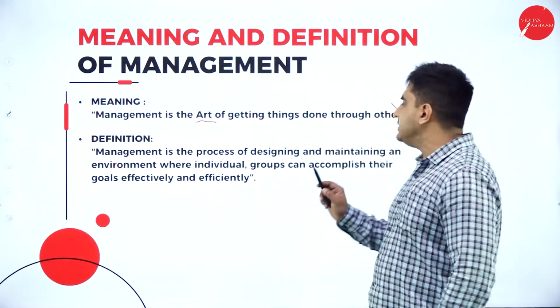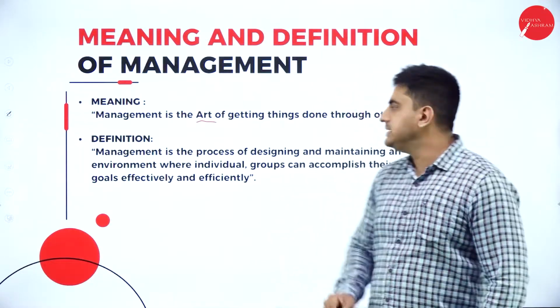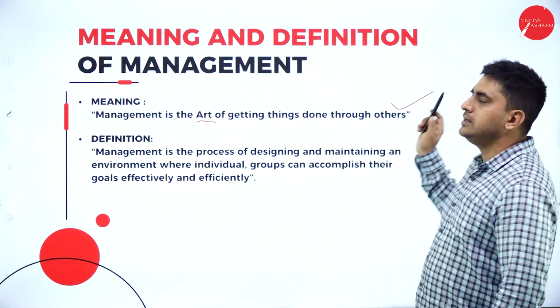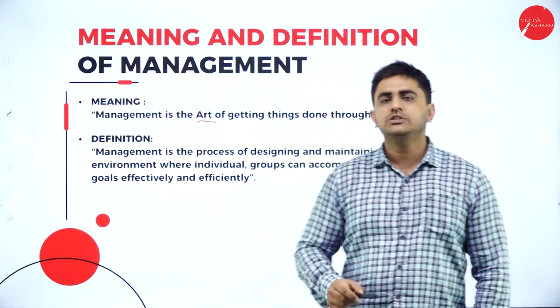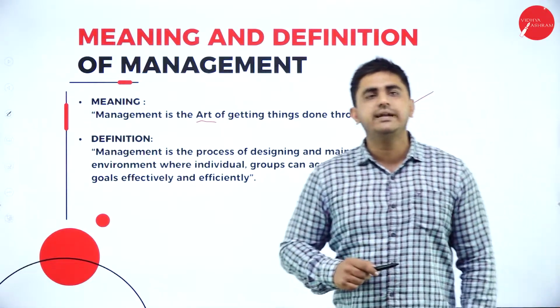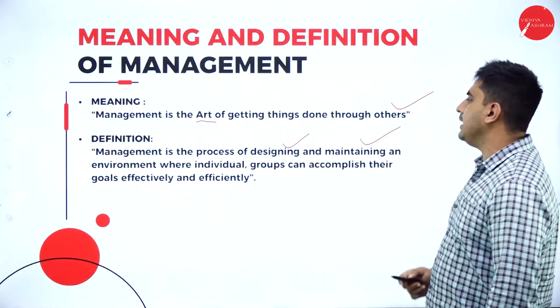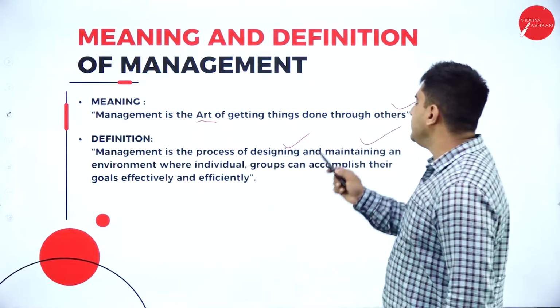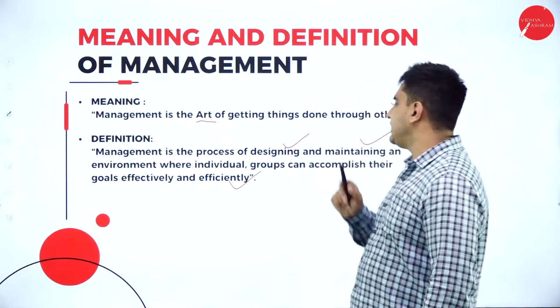Here the manager is not doing any of the activities. He is not doing the work, but he is getting the things done through others. This is one example of the meaning of management. Now we'll go to the definition. What does the definition state? Management is a process of designing and maintaining an environment where individual groups can accomplish their goals efficiently and effectively.